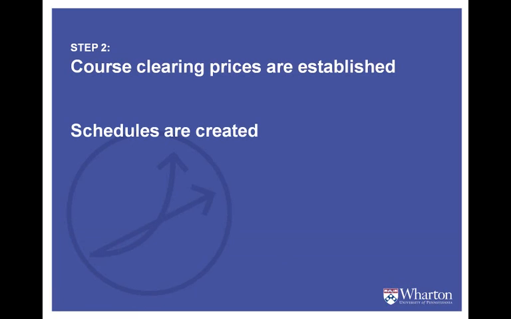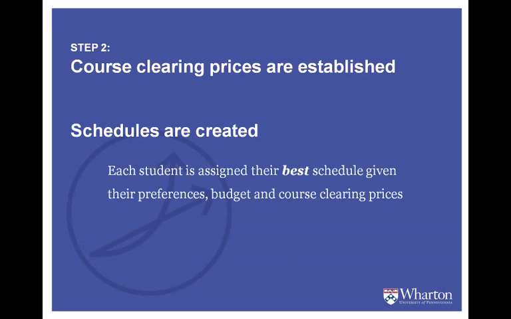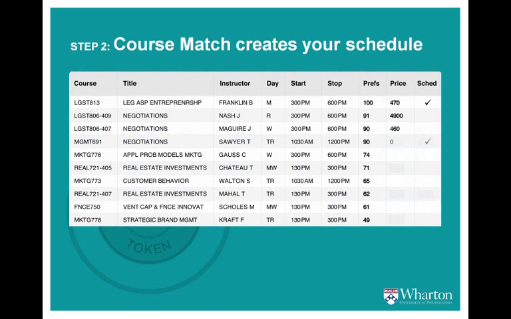After your preferences are in, CourseMatch really gets to work. Using sophisticated optimization algorithms, it establishes a clearing price for each section and a schedule for each student. But not just any schedule. CourseMatch ensures that each student is assigned their best schedule given their preferences, budget, and course clearing prices. You cannot do any better, and that's true for every student. Let's check what CourseMatch bought for Lisa based on her preferences and a budget of 5,000 tokens.